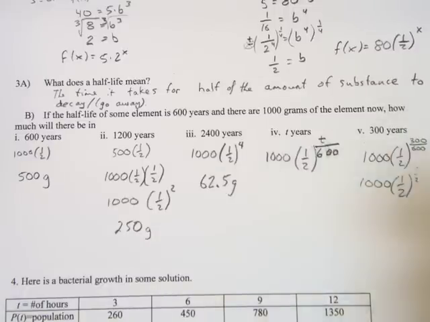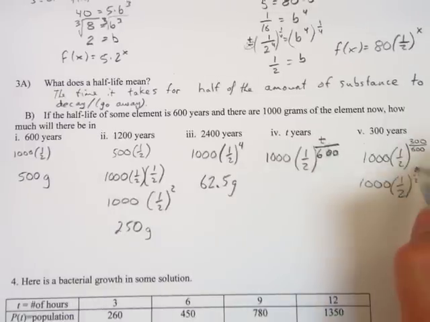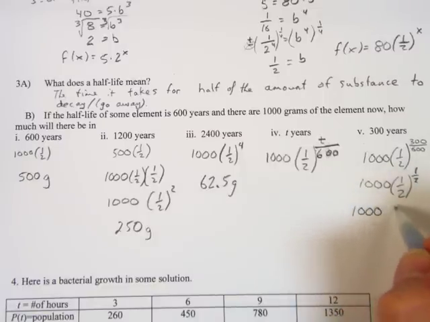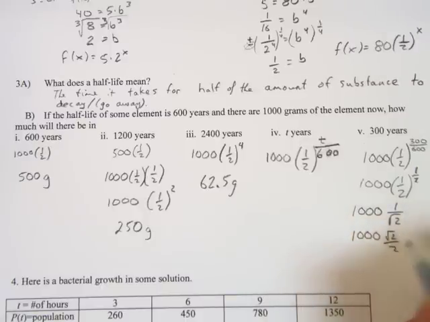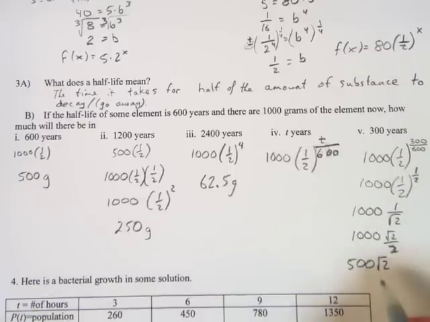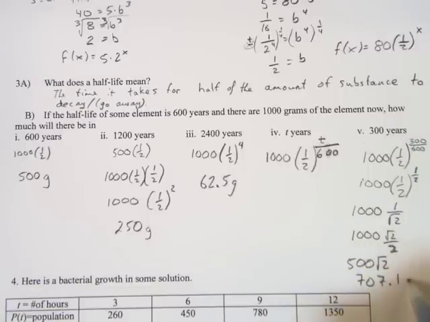Well, what is 1/2 to the 1/2? Let's work a little bit on our simplification skills. A half power is the same as a square root, so this is going to be 1,000 times 1 over the square root of 2, and that can rationalize to square root of 2 over square root of 2, which will give us square root of 2 over 2. So we get 500 times the square root of 2. That would be the exact value. That is approximately 707.1 grams.